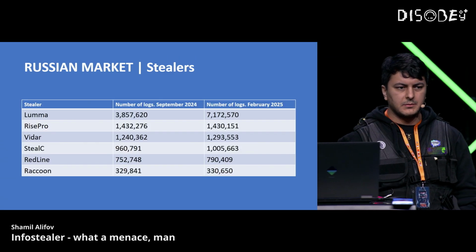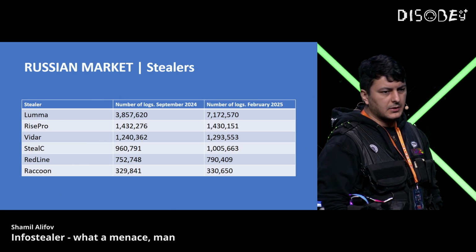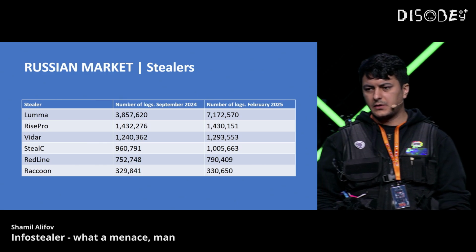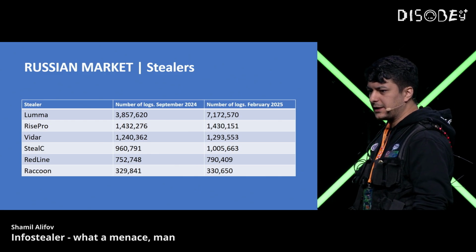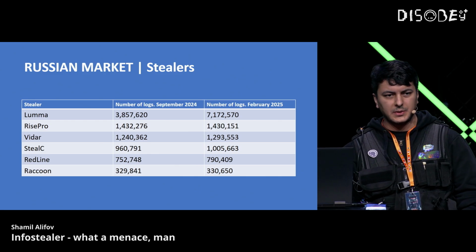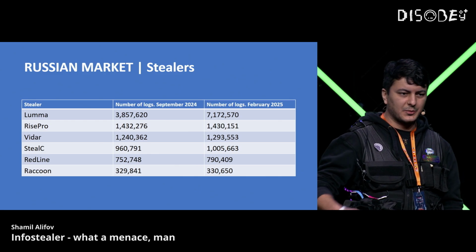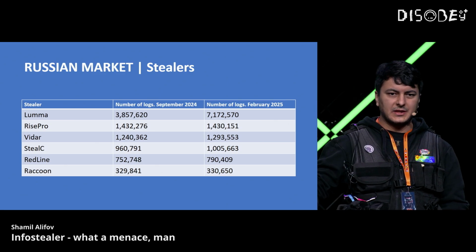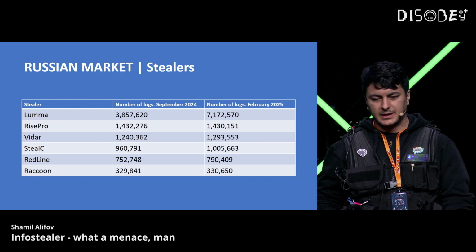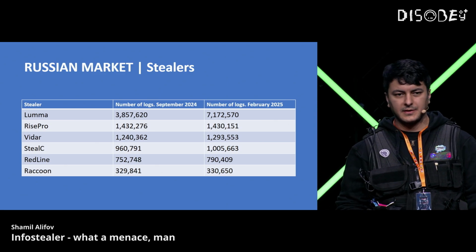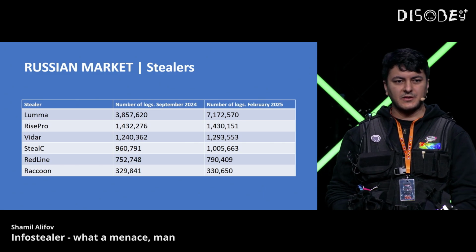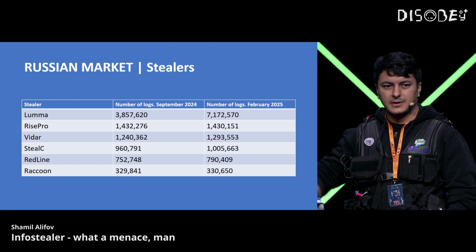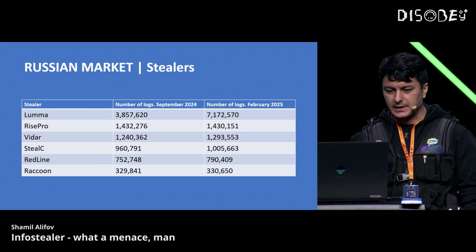And I have some numbers for you. I hope you are not going to check them. Basically, in mid-September I took some numbers of how many stealer victims were on the marketplace, and Luma was just 3.5 million. And in February, a few days ago, I took new numbers, and it's 7 million. So it just skyrockets.